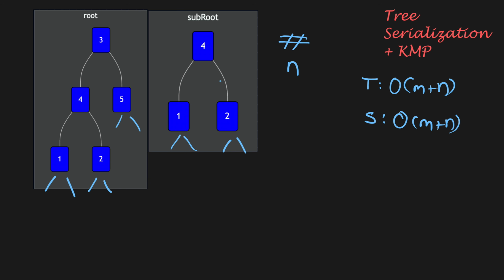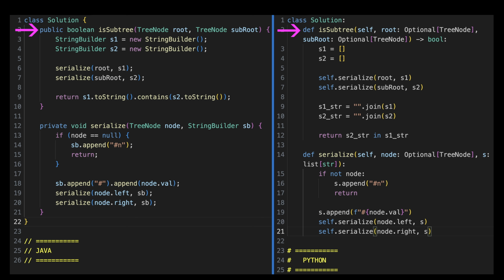And now I haven't covered the tree serialization or advanced string searching algorithms like KMP in detail yet, but we'll definitely get to them in the future. For now, the key takeaway is that we are transforming the tree problem into a string problem. And for now, we can simply rely on built-in contains or find methods that most programming languages provide, as they are highly optimized. Now let's walk through the code for the serialization based solution.